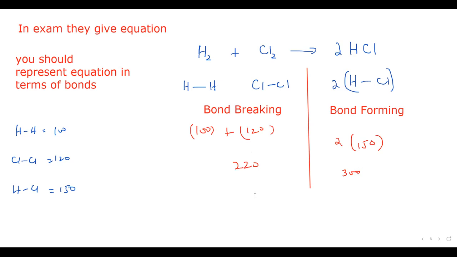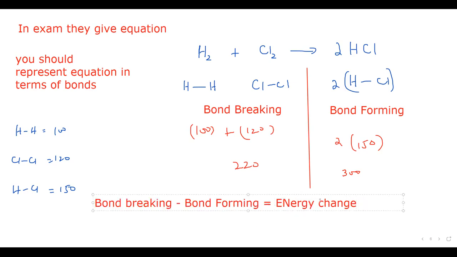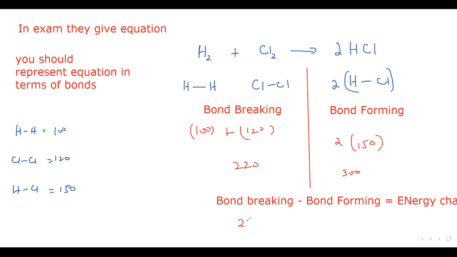If you want to calculate the energy change, it is bond breaking minus bond forming is equal to the energy change. So bond breaking minus bond forming gives us the energy change. The bond breaking energy is 220 minus bond forming is 300. So we get minus 80.